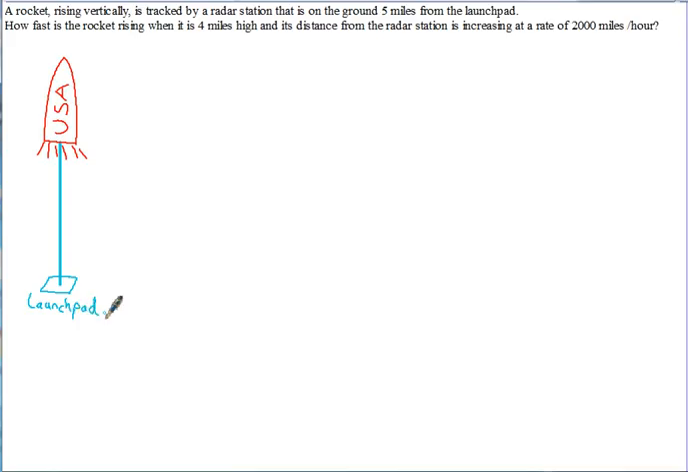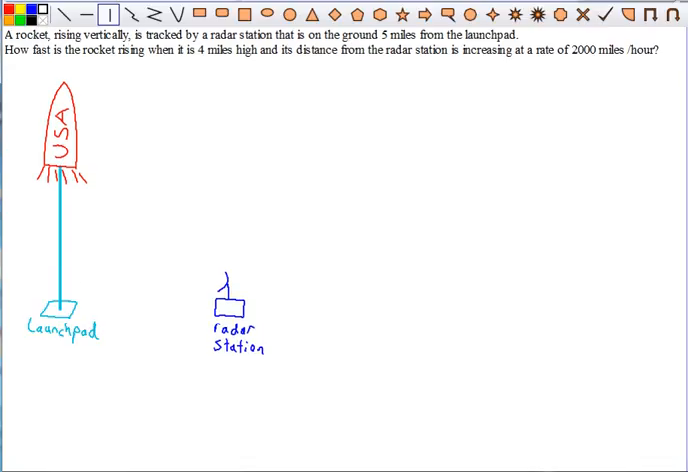And then it's tracked by a radar station that's on the ground 5 miles from the launch pad. So over here we've got, I don't really know how to draw a radar station. It's supposed to be a satellite dish there. So again, you can always write down what it is if you can't draw it. That says that's 5 miles from the launch pad.